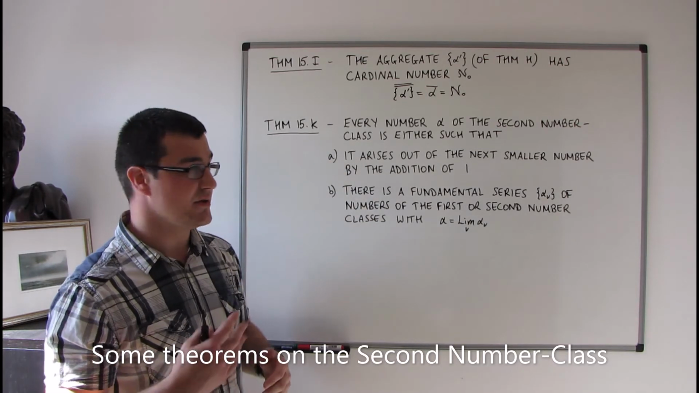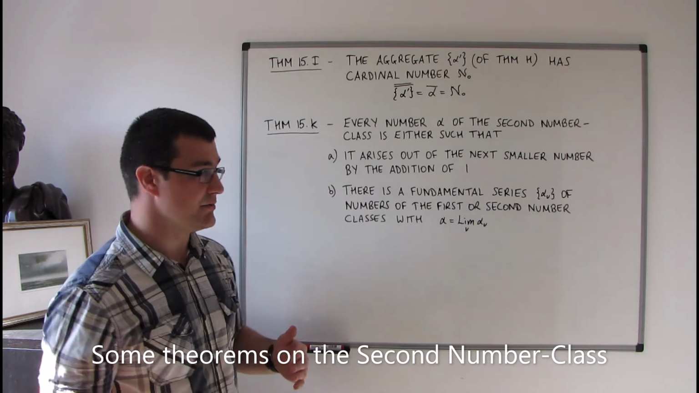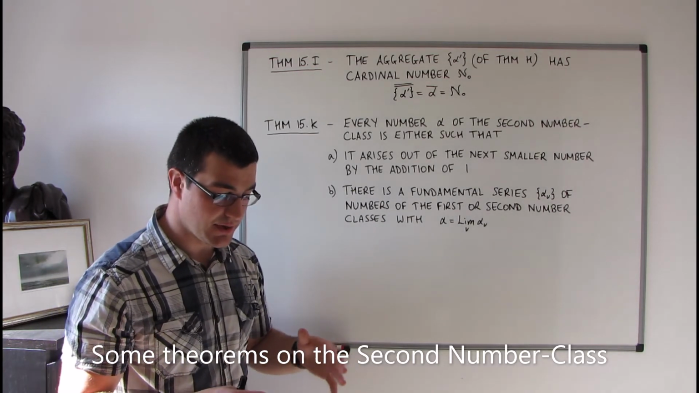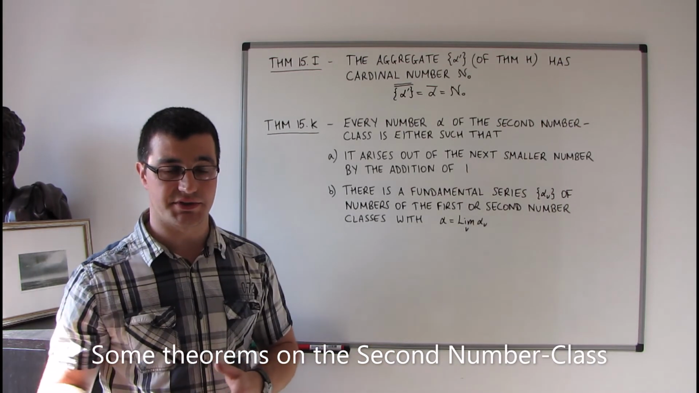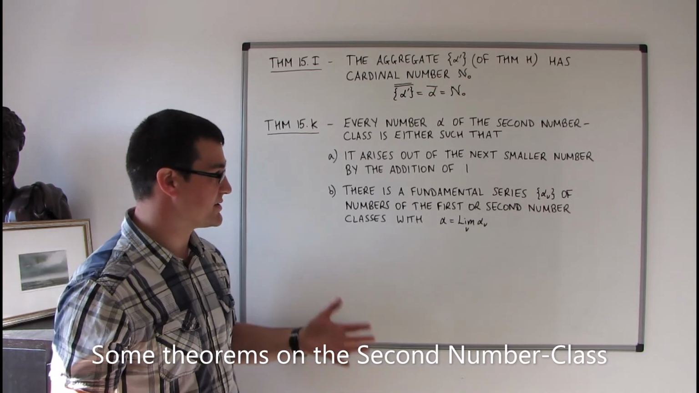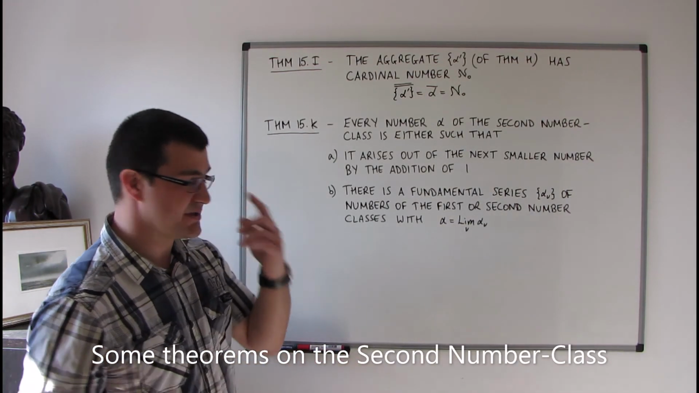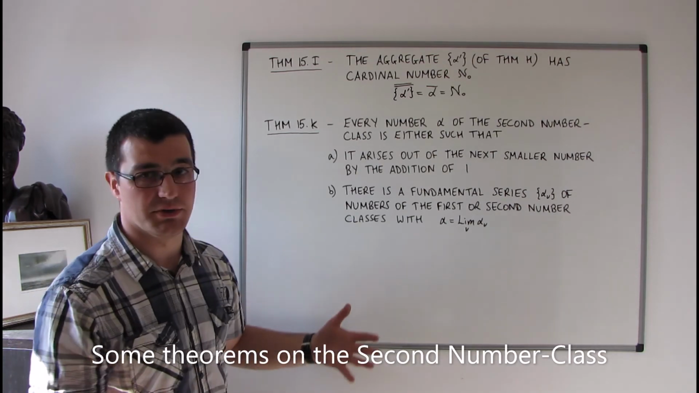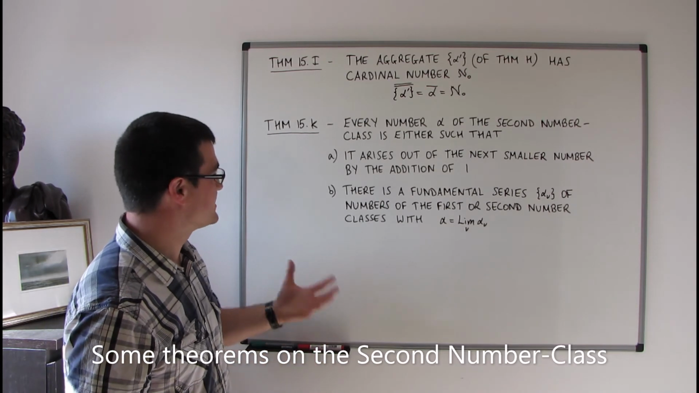There is also a third principle, but it's got really nothing to do with generating new numbers. It's more to do with being able to classify numbers into the second number class or the third number class and things like that. So we don't really need to worry about the third principle. It's not a principle of generation of numbers, so it's more a principle of generation of number classes, I guess.